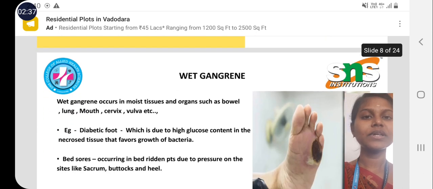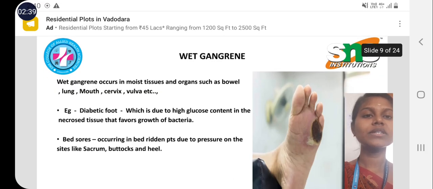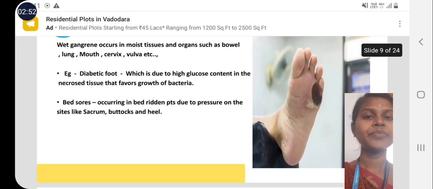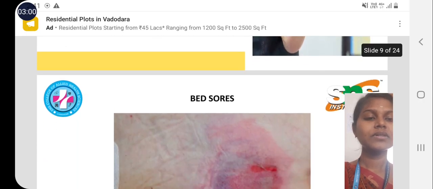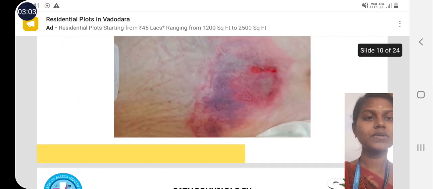Going on to wet gangrene. Wet gangrene occurs in moist tissues and organs such as bowel, lung, mouth, cervix, vulva, etc. Example: diabetic foot, which is due to high glucose content in the necrosed tissue that favors growth of bacteria. Bed sores, occurring in bedridden patients due to pressure on sites like the sacrum, buttocks and heel. So these are the examples of bed sores.